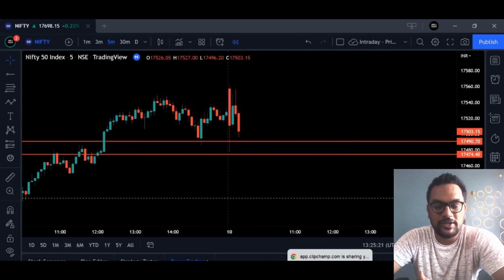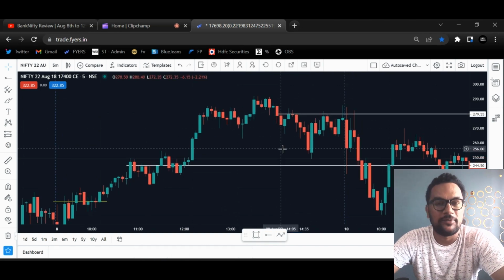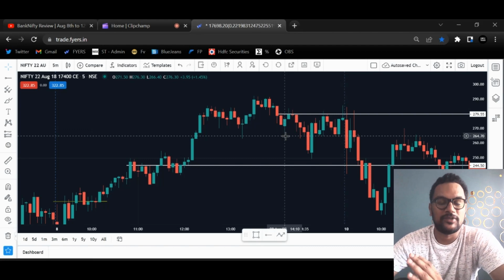And what is the closing price of your option? Still, that is at 279. You can close it. You can book 1 is to 6, and you can exit the trade. And that is how you have to ride the trade if the momentum is in your favor.